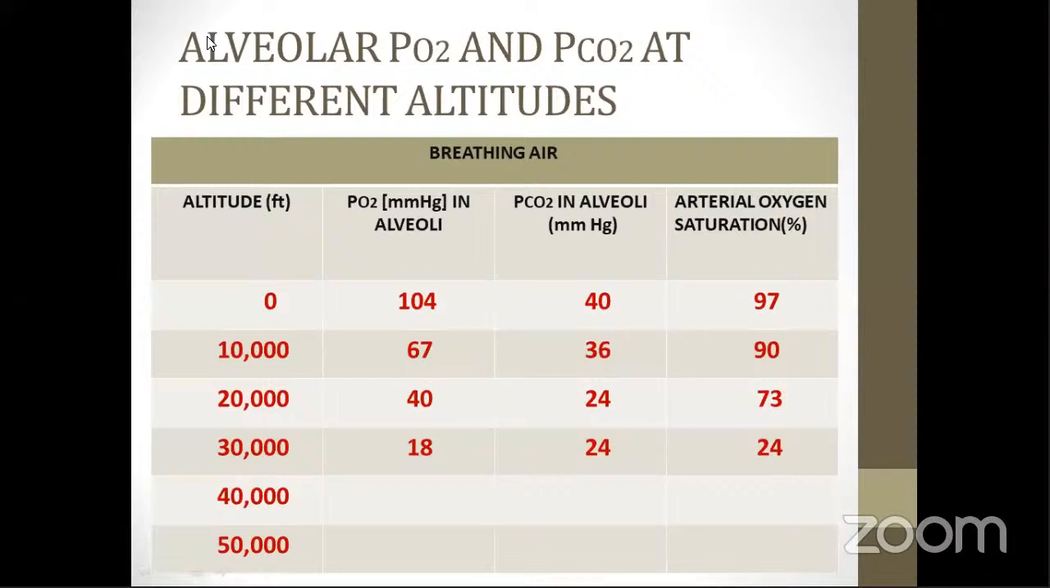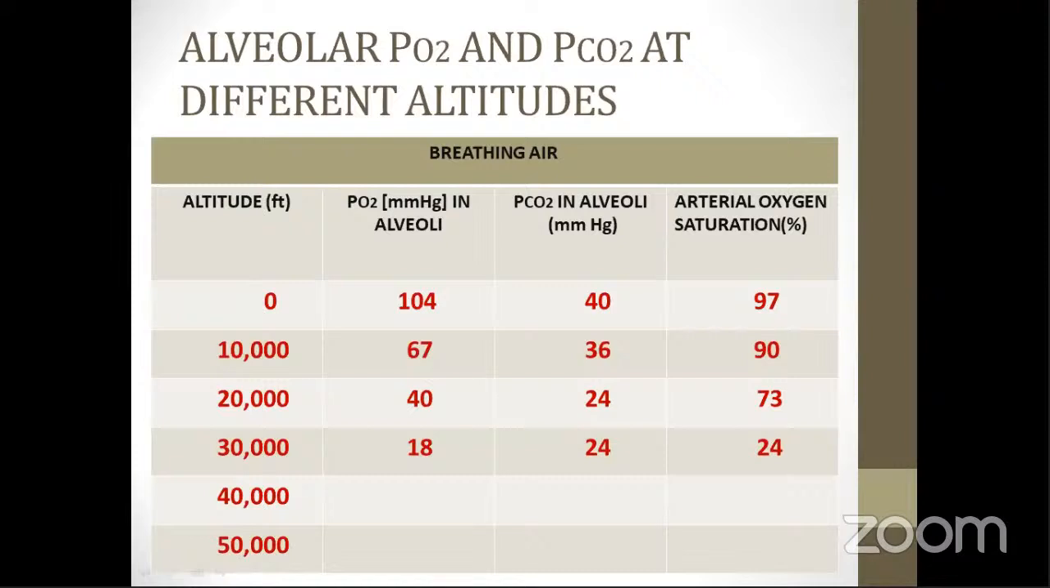Here you can see the chart showing alveolar partial pressure of oxygen and partial pressure of carbon dioxide at different altitudes. You can see that the partial pressure of oxygen in the alveoli decreases when you go to very high altitude. When you go to around 30,000 feet, the alveolar partial pressure of oxygen is only 18 millimeters of mercury. These values are just to show you the decrease in partial pressure of oxygen. You need not memorize these values.